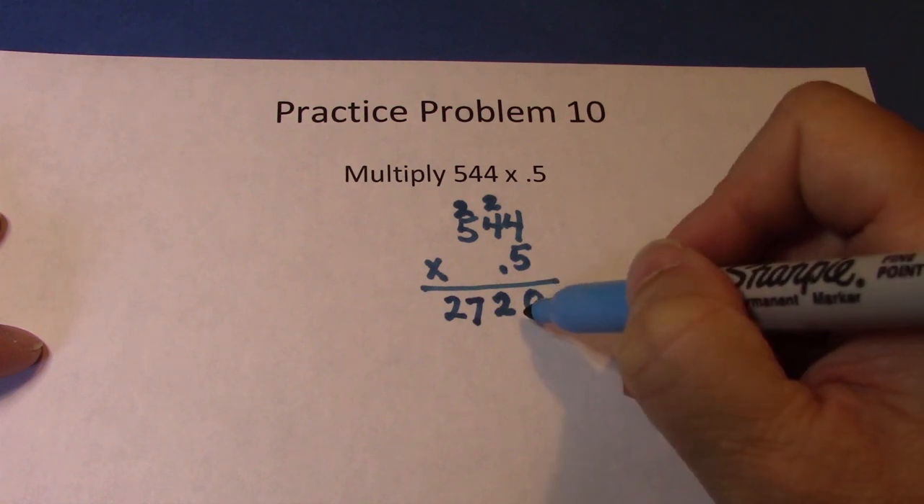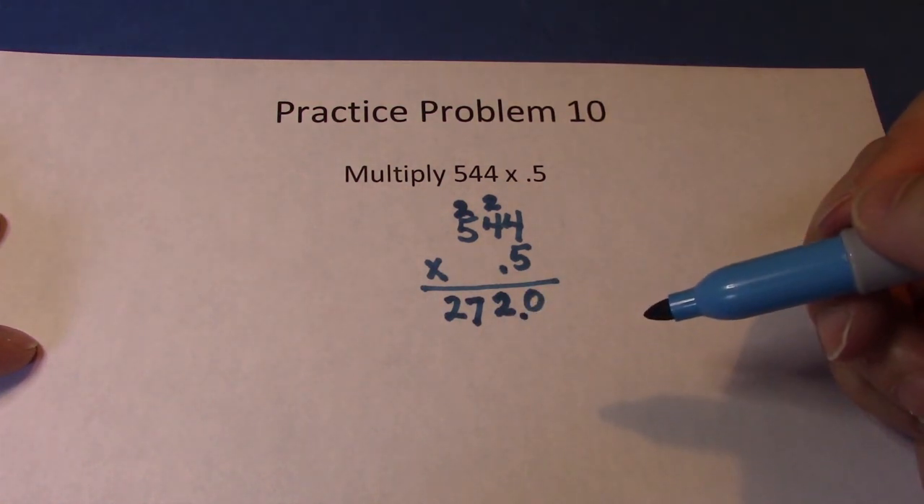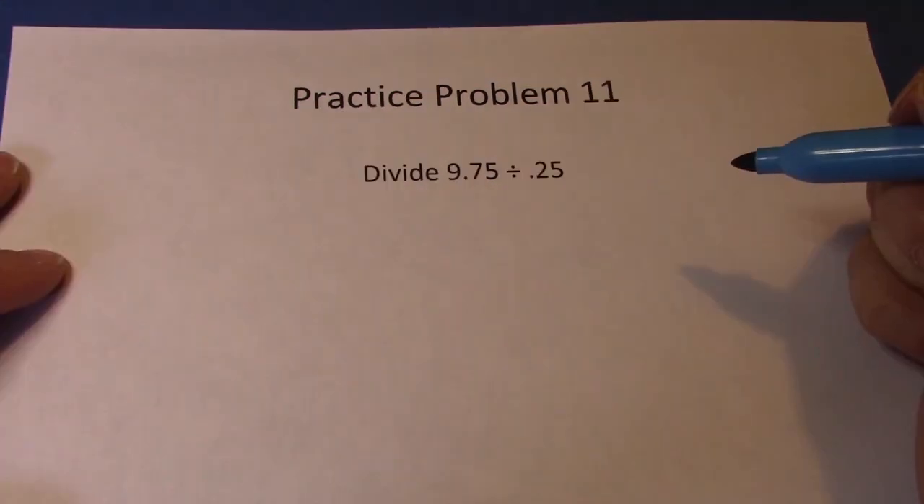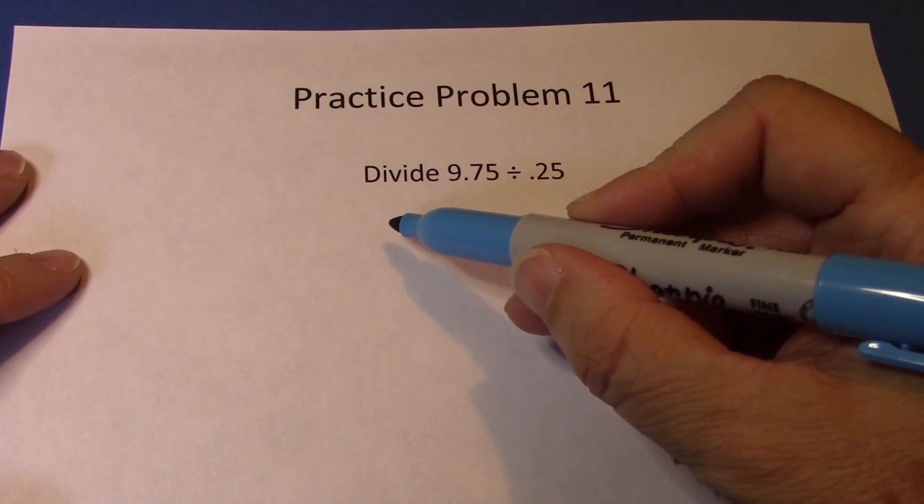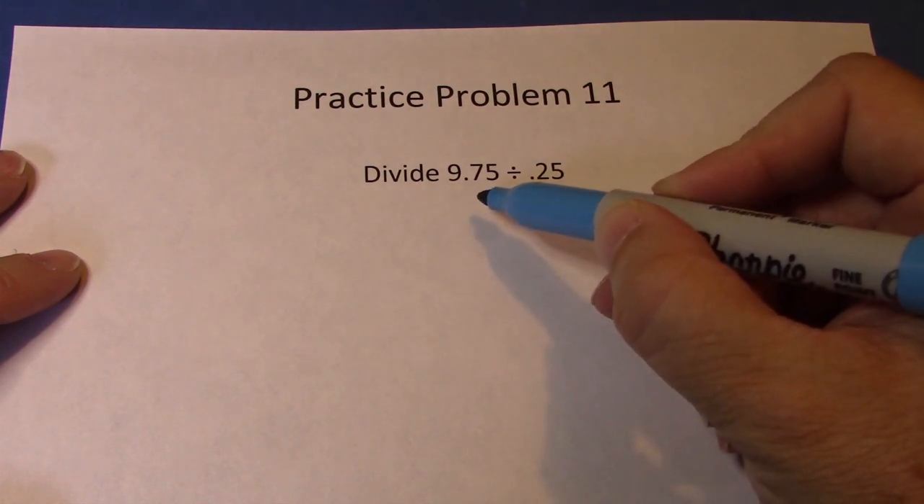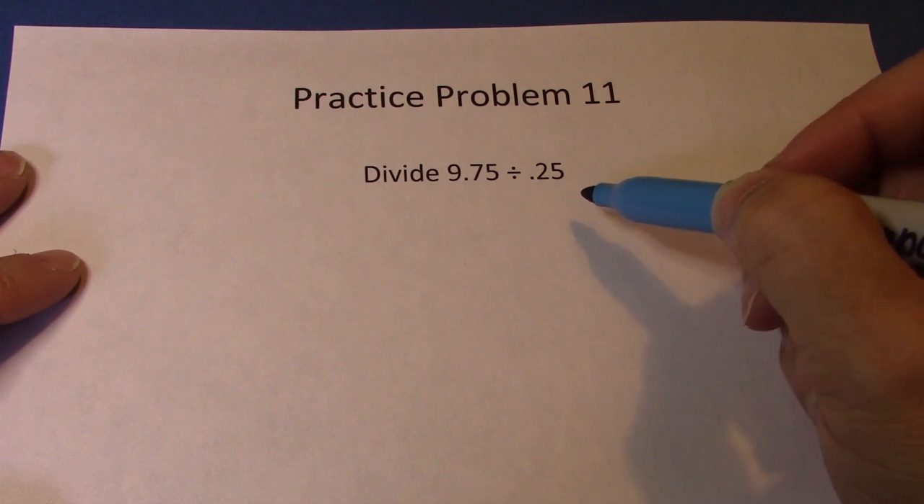Just 1 decimal place in there. We put it right there, and the answer is 272. Practice problem 11 is some division. The problem is to divide 9 and 75 hundredths divided by 25 hundredths.